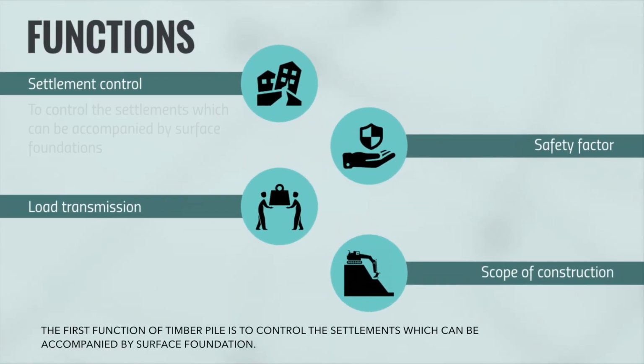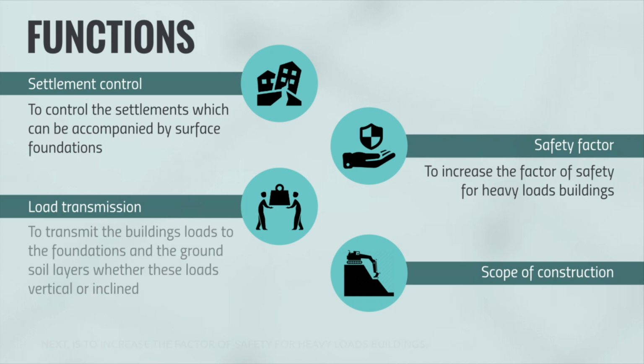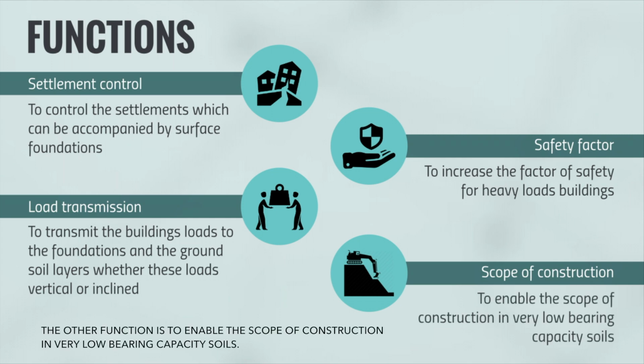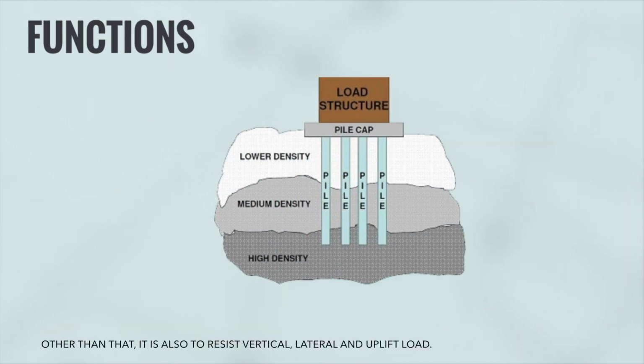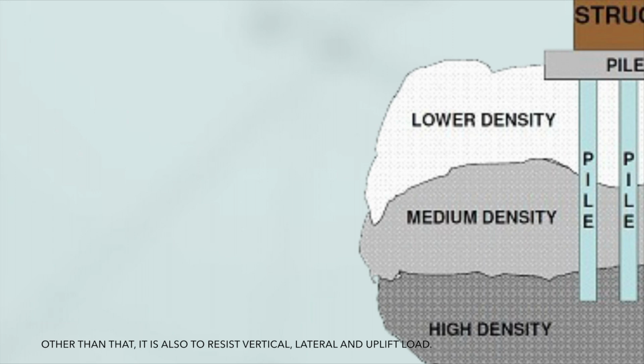Now I will talk about the function of timber pile. The first function of timber pile is to control the settlement, which can be accompanied by surface foundation. Next is to increase the factor of safety for heavy load buildings. It is also to transmit the building loads to the foundation and the ground soil layers, whether these loads are vertical or inclined. The other function is to enable the scope of construction in very low bearing capacity soils. Other than that, it is also to resist vertical, lateral, and uplift load.